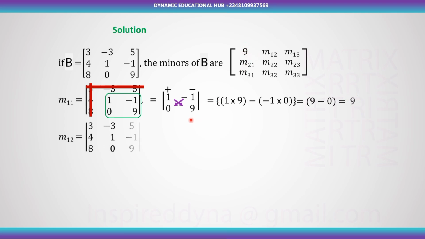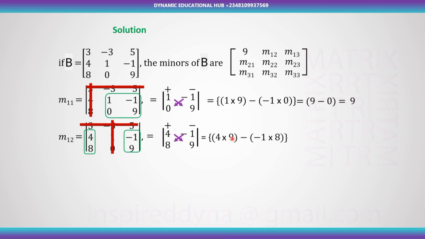The next one, this. Don't forget, first row, second column, deleted. You are left with these two guys. Find the determinants, you have plus, minus. You are going to have 4 multiplied by 9 minus, and you have minus 1 multiplied by 8. 4 multiplied by 9 gives us 36. Minus 1 times 8 gives us minus 8. Because of the minus outside, it becomes plus 8. 36 plus 8 gives us 44.